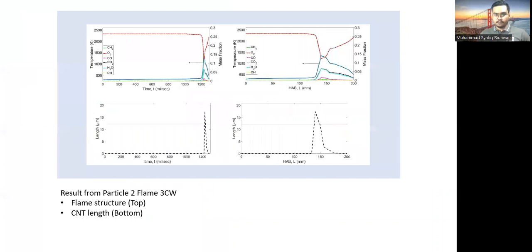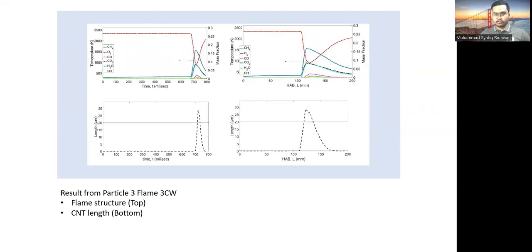The flame structure plot shows the temperature for particle 2, which has been deployed. The CNT starts to grow at 1200 milliseconds, which is at 130 millimeter HAB. The particle achieves a high temperature at 1200 milliseconds, which is 1500 Kelvin. The CNT length produced is 17 micrometer.